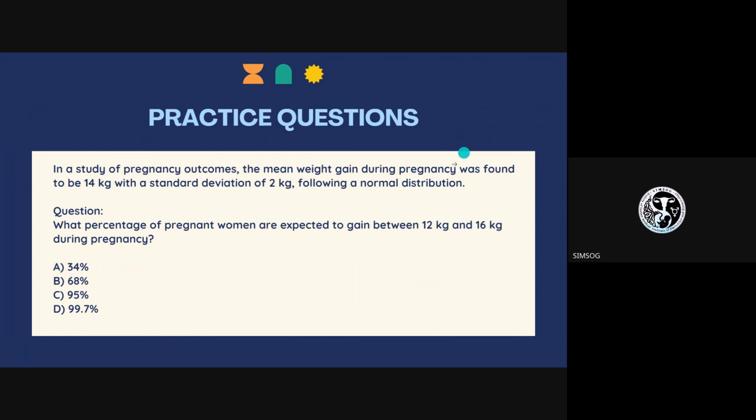In a study of pregnancy outcomes, the mean weight gain during pregnancy was 14 kg with a standard deviation of 2 kg following a normal distribution. What is the percentage of pregnant women expected to gain between 12 and 16? So 14 is the mean and 12 to 16 is asked. How many standard deviations apart is it? 14 plus 2 is 16 and 14 minus 2 is 12. So it is 14 plus minus 1 standard deviation, right? Mean plus minus 1 standard deviation.